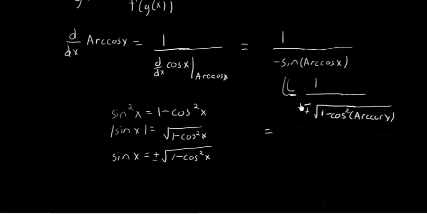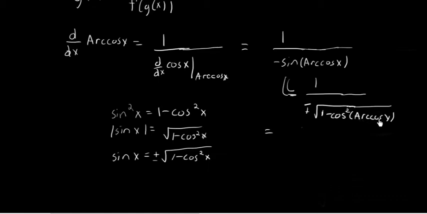If this notation confuses you, just remember that when we're plugging back in for sine of arc cosine of x, when we negate the positive square root, it becomes a negative square root. We negate the negative square root, it becomes a positive square root.